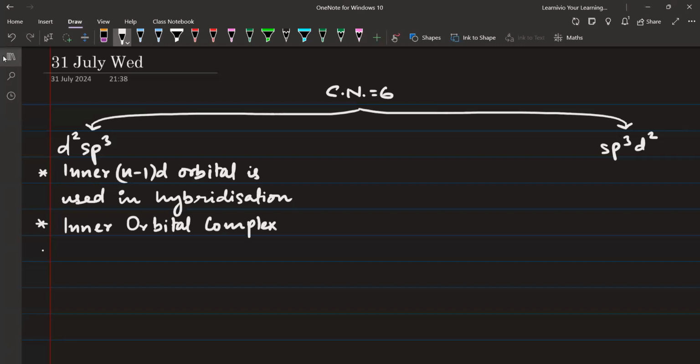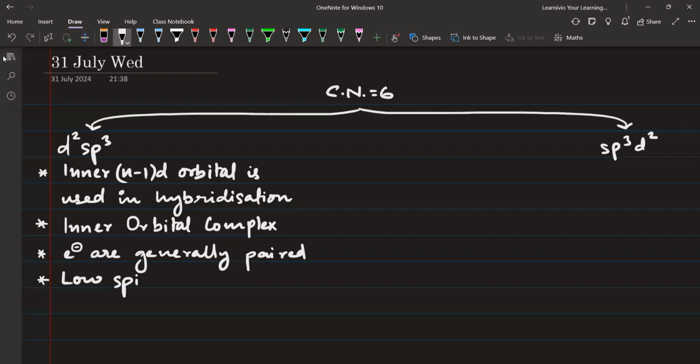complex. Also, in these cases, electrons are generally paired. We also call it low spin complex because of the pairing. Generally the electrons here remain paired. That is why these are known as low spin complex. Last point: this is also known as spin paired complex.